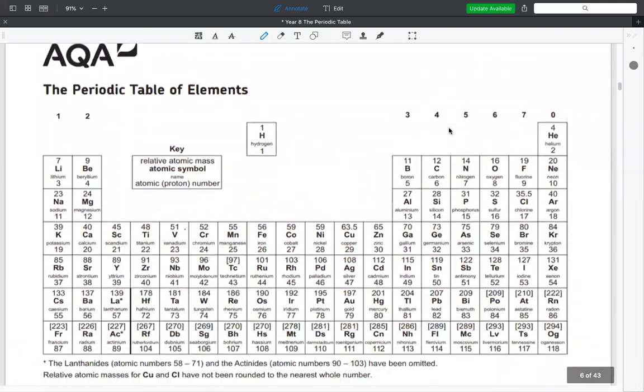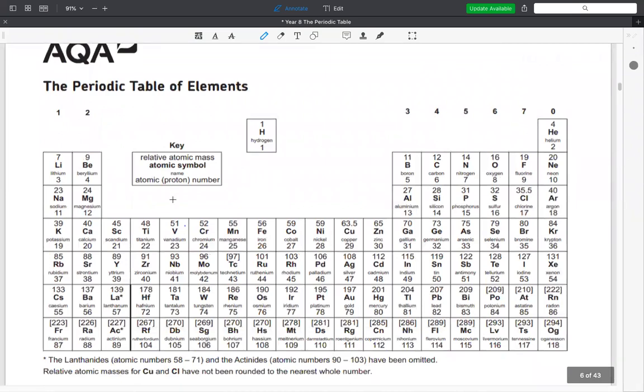So going right to the top. We know that group 1 elements are all the elements in column 1. So lithium, sodium, potassium, rubidium, cesium, and francium. And we also looked in our previous videos at how the elements in group 1 have 1 electron on the outer shell.